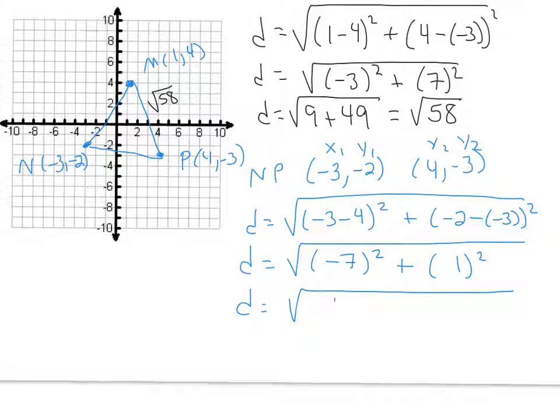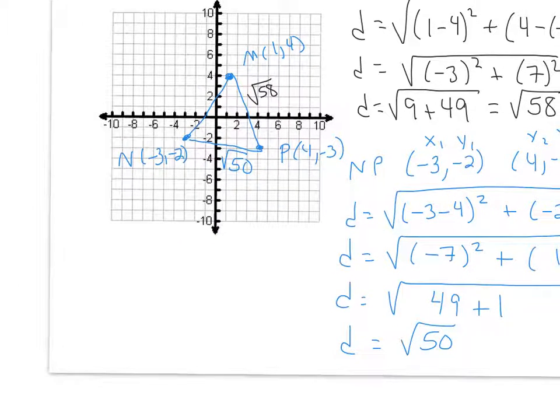So negative 7 squared is 49 plus 1. So this is the square root of 50, which we could simplify, but I'm just going to leave it like this. So now we have one side which is square root 58, one side which is square root 50. So not isosceles yet.